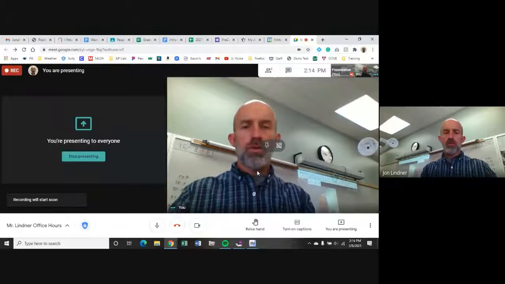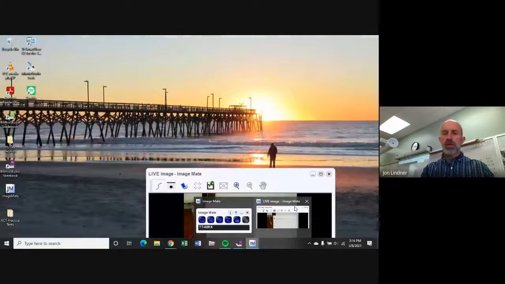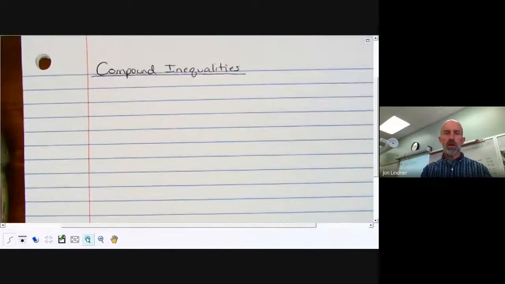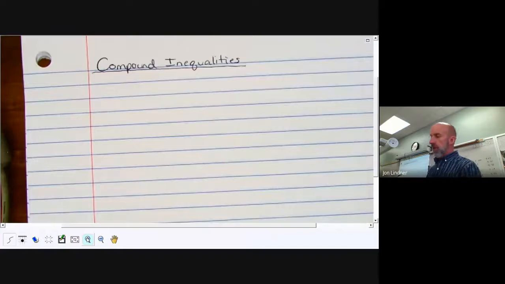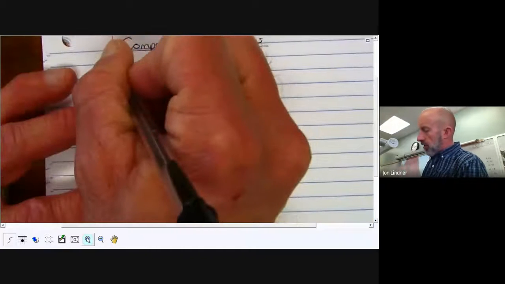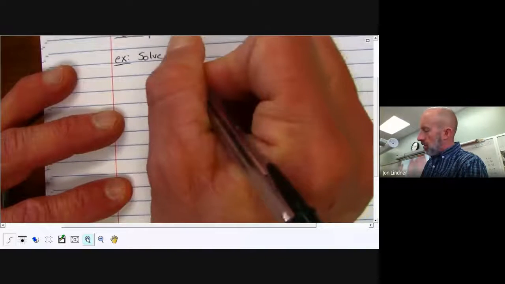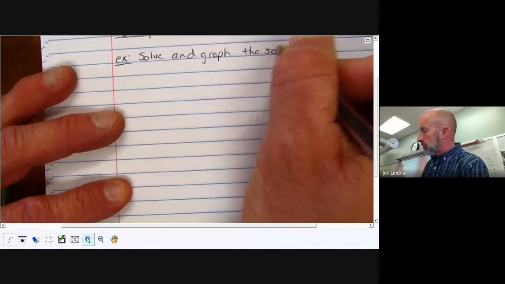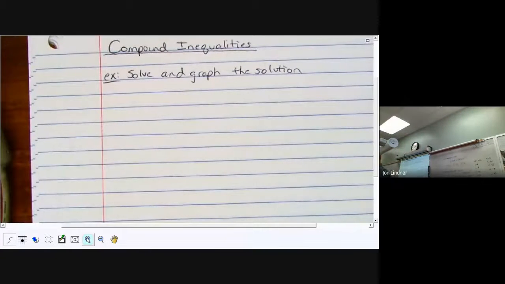How to solve and work with compound inequalities today. And this is just an extension of what we've been doing. And I think you'll find that if you've been doing our other work, this will just proceed from that. So we're going to be asked, like we've done on a lot of them, to solve and graph the solution.